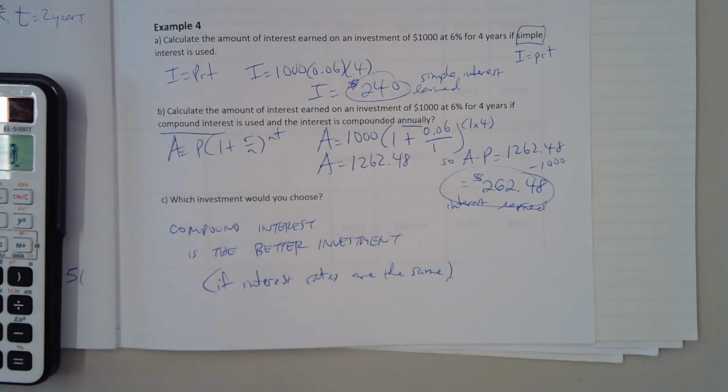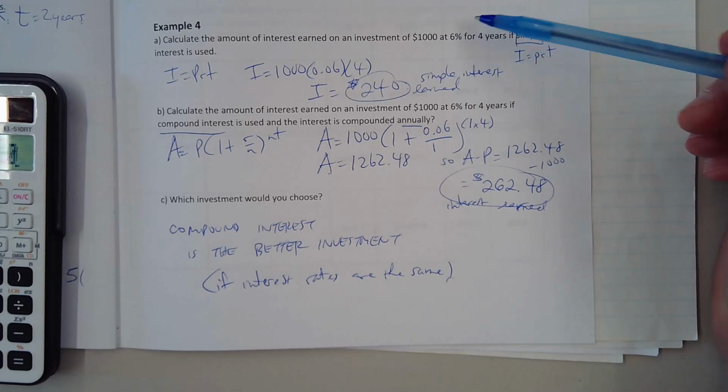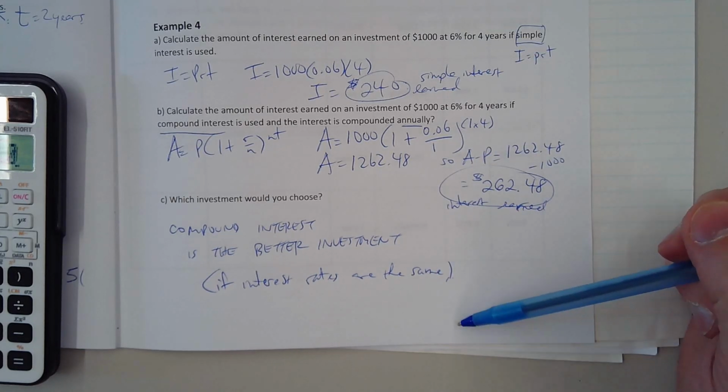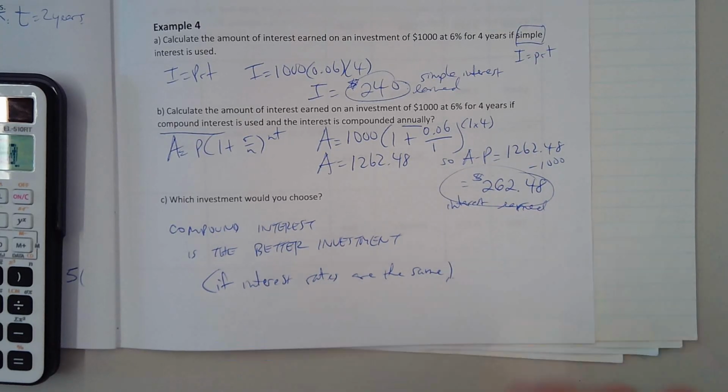Eventually, in some of your questions and possibly in a test question, it'll get you to compare two investments. One might be simple interest at a higher interest rate, and one might be compound interest at a lower interest rate. Just because it's compound doesn't mean it's better. It's definitely better if they're the same interest rate. Yeah, it's a better investment.